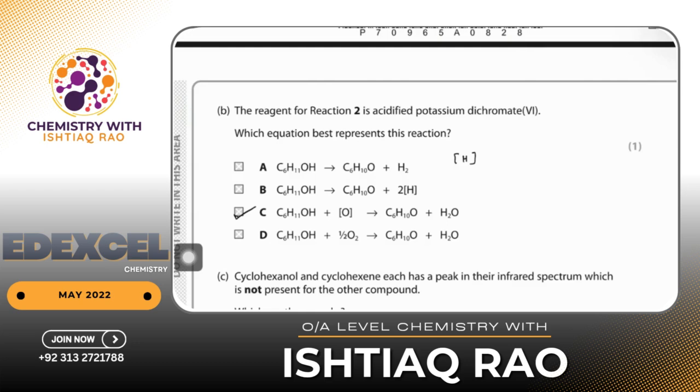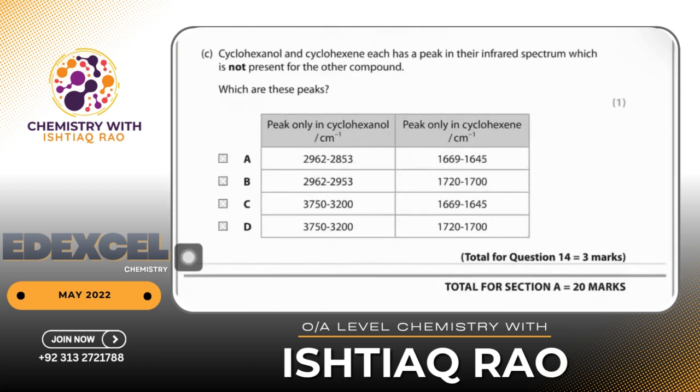Okay. Cyclohexanol and cyclohexene each has a peak in their infrared spectrum which is not present for the other compound. What are these peaks? Cyclohexanol means we are supposed to have an OH group, and cyclohexene means we have an alkene group, right? You will see the data booklet, you will see the values. A peak only in cyclohexanol means we are supposed to have OH, and a peak only in cyclohexene is supposed to be for the alkene.